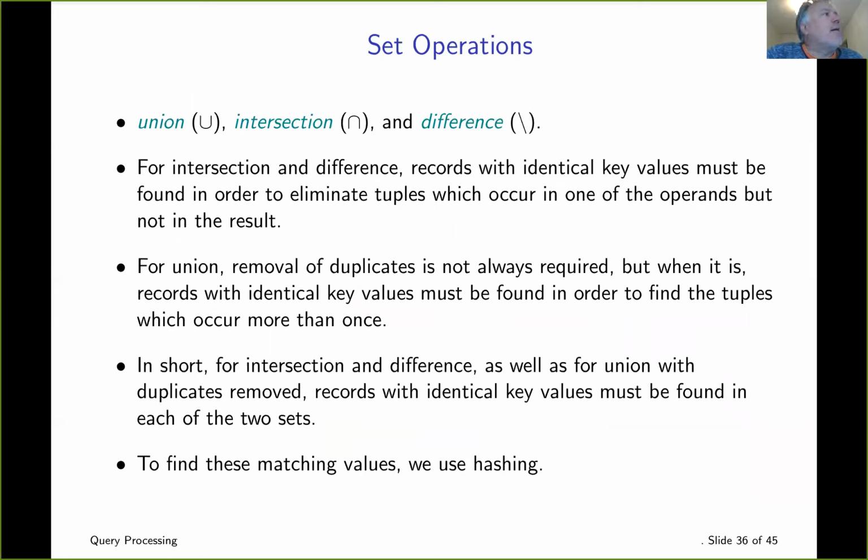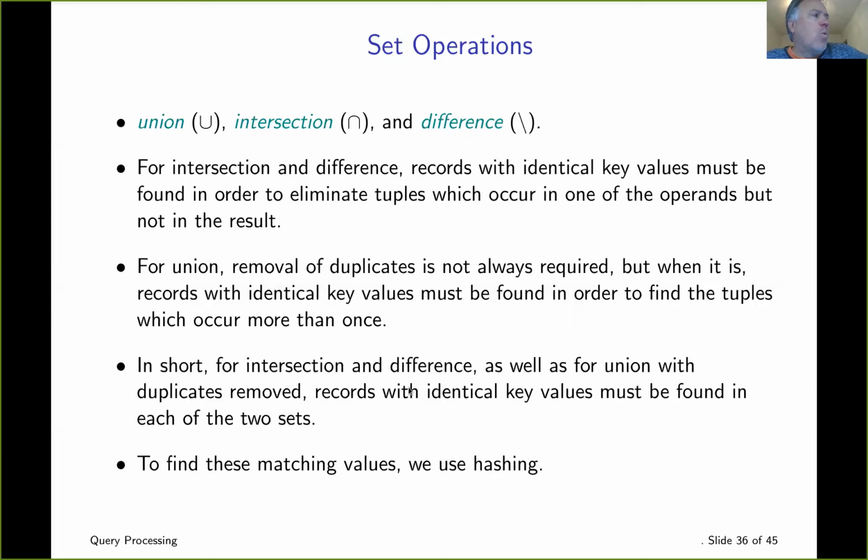Now let's talk a little bit about set operators. We have union, intersect, and difference. For intersect and difference, records with identical key values must be found in order to eliminate tuples. For union, it's fine, but if you have to remove duplicates, then in short, intersect and difference, as well as union with duplicates removed, are going to require us to find records with identical key values in each of the two sets.